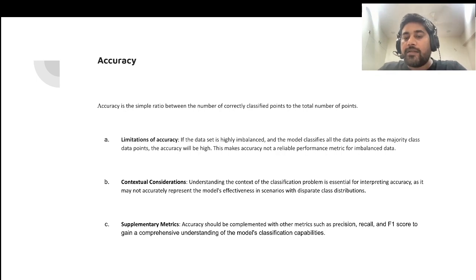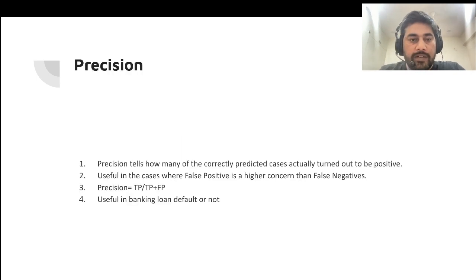Understanding the context of a classification problem is essential for interpreting the accuracy, as it may not accurately represent the model's effectiveness in scenarios with a disparate class distribution. So we have to understand the context of the problem, and according to that, we have to go for precision or recall, or for F1 score. That is the reason we need an understanding of the business context. Instead of accuracy, we can go for precision, recall, and F1 score based on the kind of business we have and are building a model for.